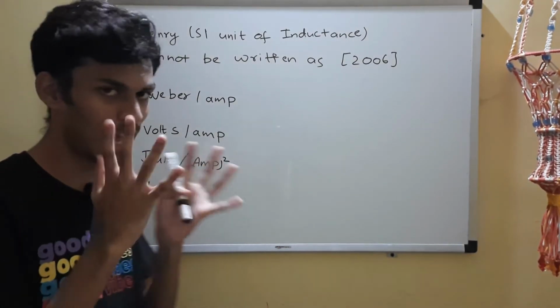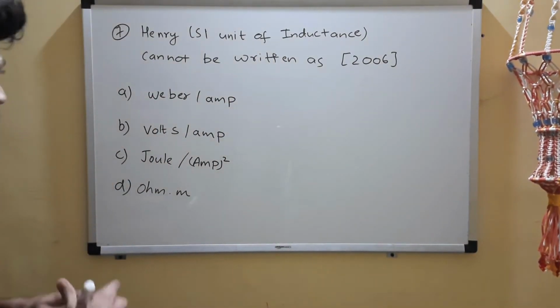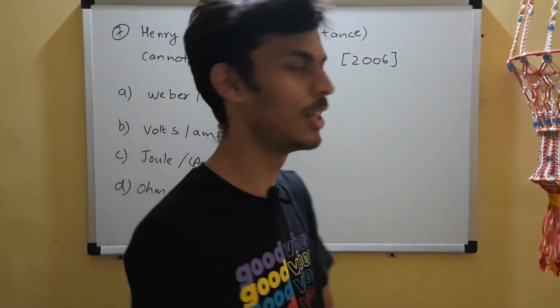So this will be our answer. That is what the question means to say. Okay, so let's do it. Now here I can see Weber. Now there is no straightforward way, so I am going to negate the options.